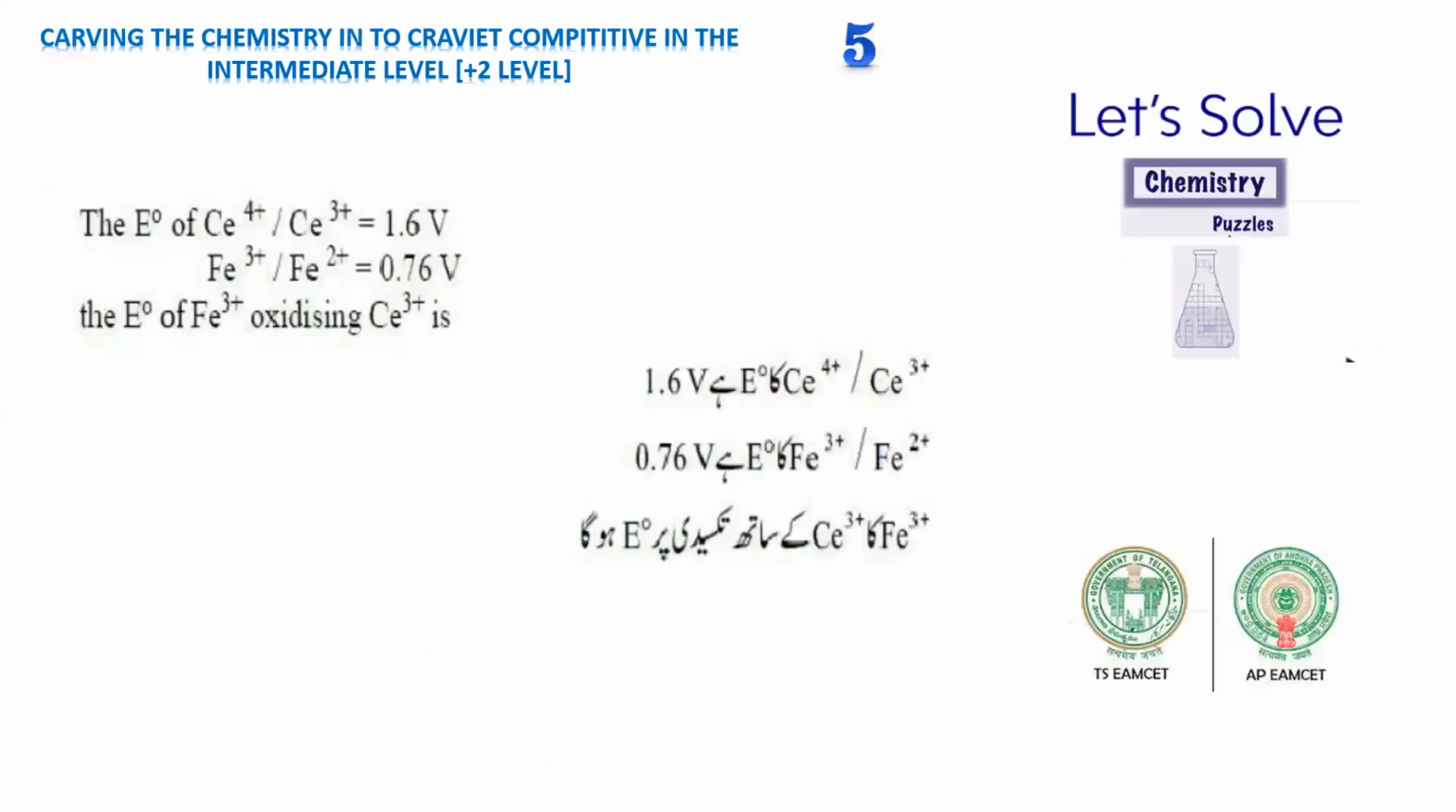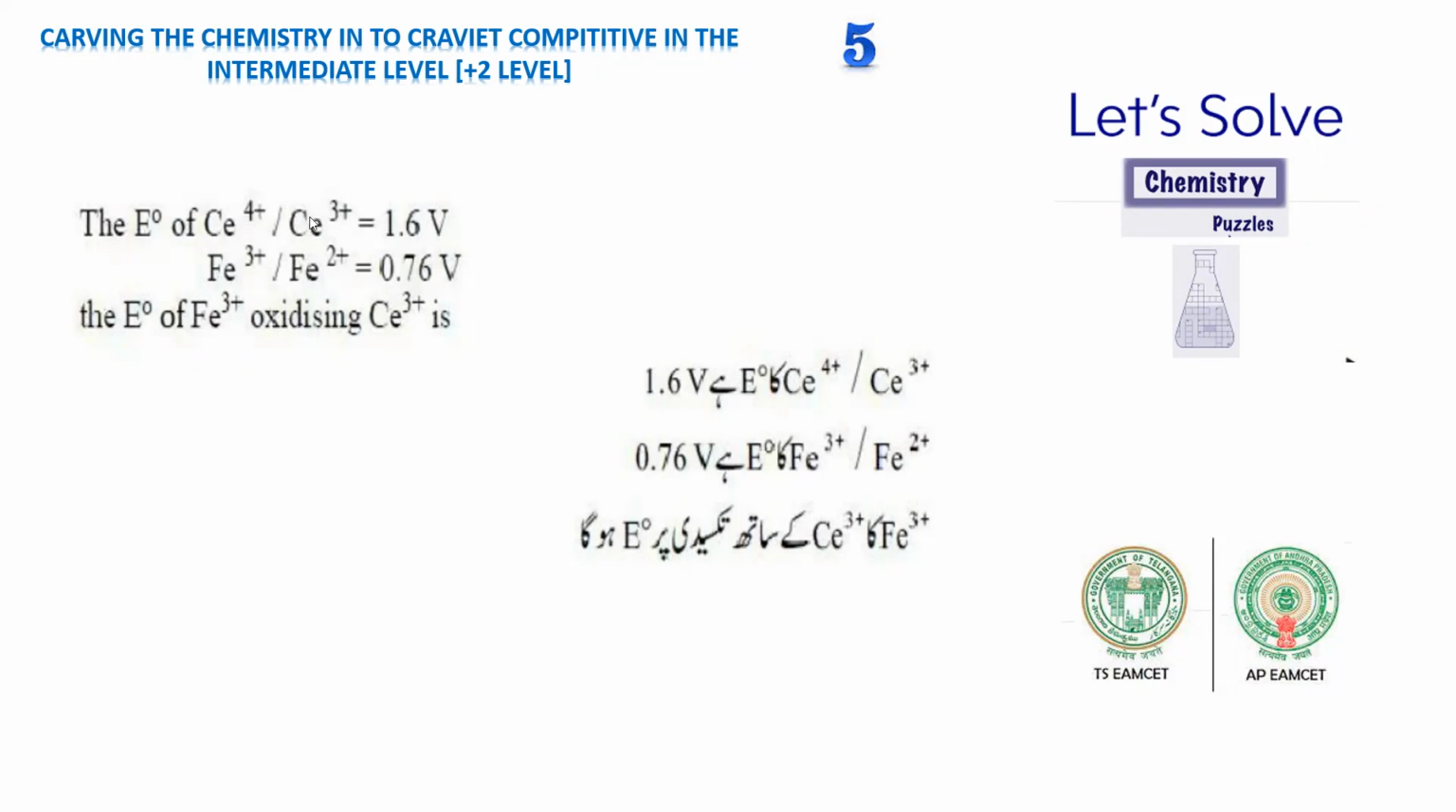Let's move on to question number 5. It is a question from electrochemistry, where a cell containing cerium +4 and cerium +3 is given. This reaction gives 1.6 volts, and iron +3 and iron +2 gives 0.76 volts of E0. Standard electrode potential values are provided.